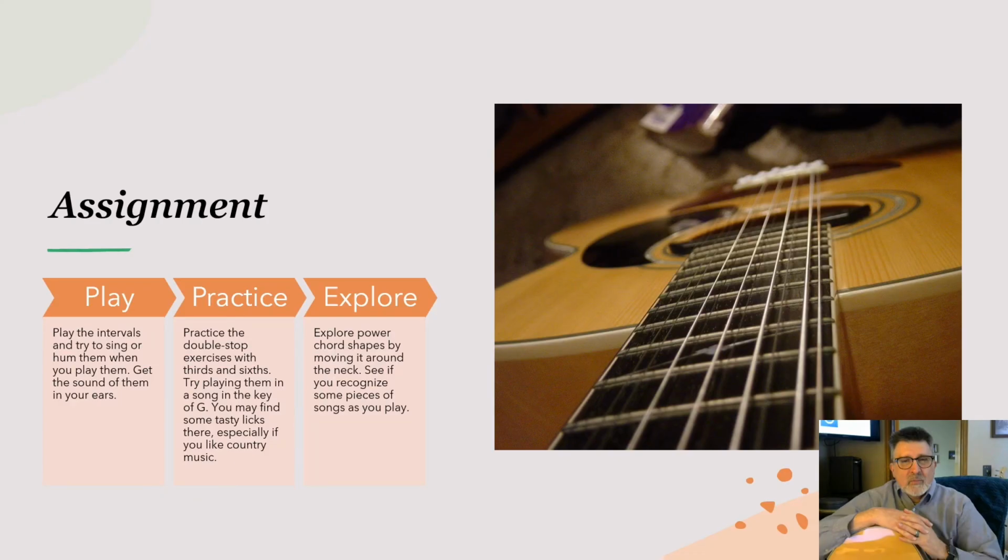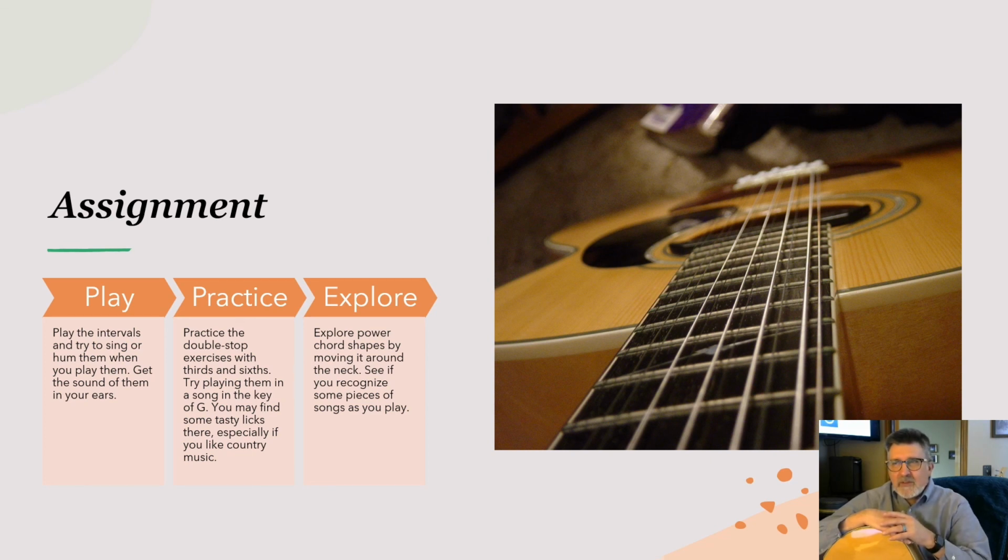That wraps it up for lesson 2. You have an assignment first to play and sing the intervals so that you get them in your ear. You can start to hear them. You want to be able to discern the difference between thirds, fourths, fifths, sixths, sevenths. You want to practice the double stop exercises so that you can begin to incorporate those into your playing and start to hear them as they go. The thirds on the one exercise and sixths on the other.